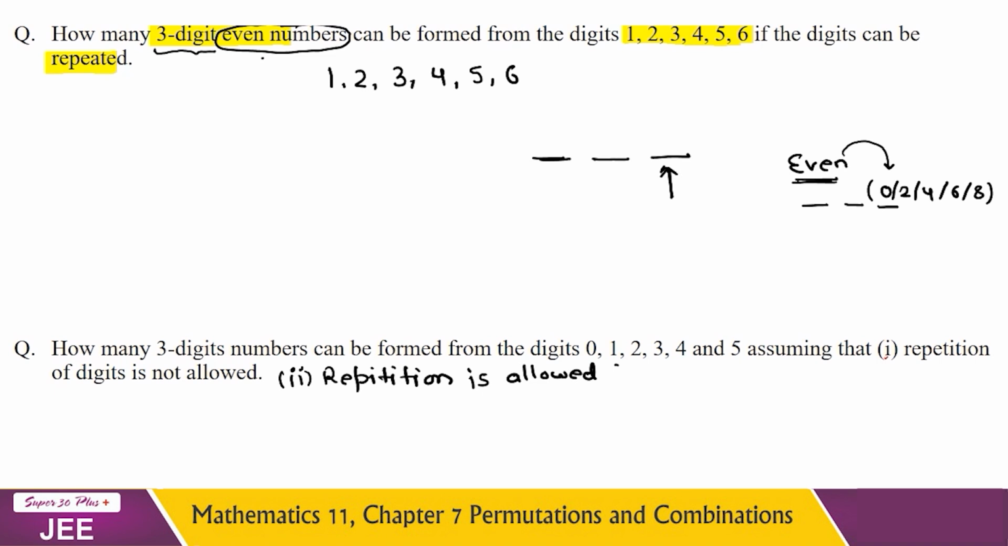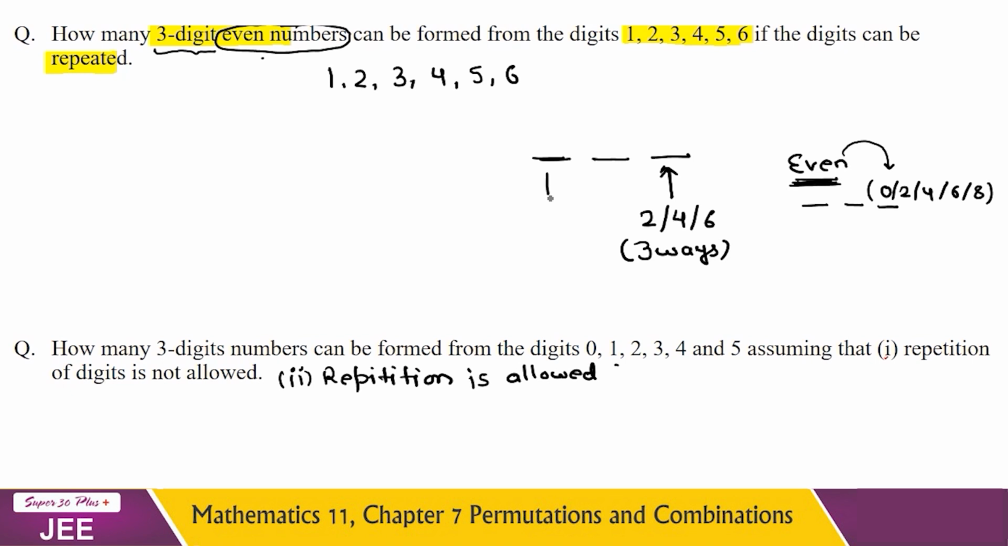So in how many ways can the third place be filled? At the third place I can keep either 2 or 4 or 6. So basically the third place can be filled in 3 ways. Why? Because I have to put either 2 or 4 or 6 in order to make that number an even number.